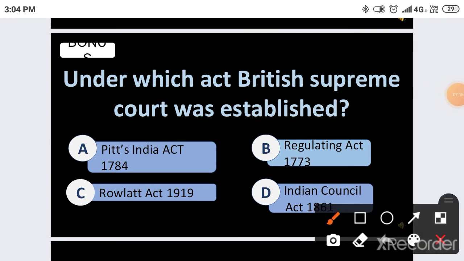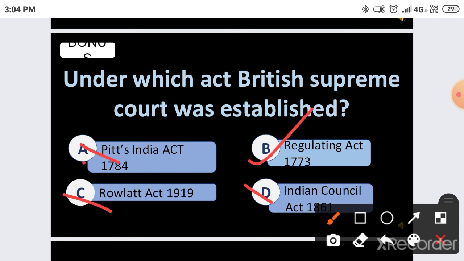Okay, the British made their Supreme Court when they set up their new administration. After some time, they also set up their British Supreme Court in Calcutta. It is asked under which act it was established. So first, Pitt's India Act, no. Then Rowlatt Act 1919, of course not. Indian Councils Act 1861, no. The correct answer is the Regulating Act 1773.